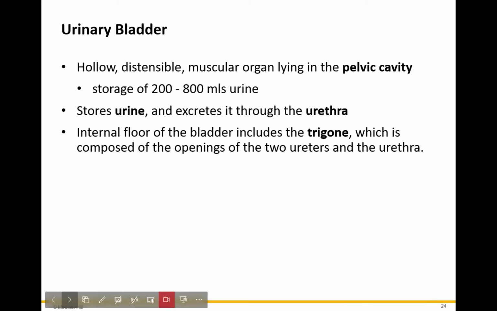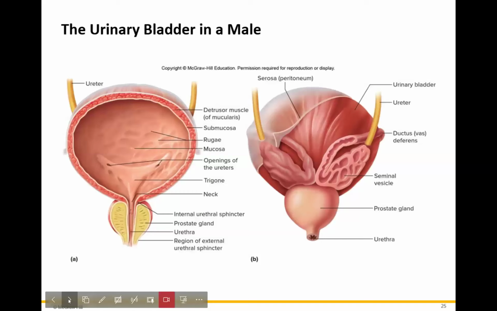So the urethra also exits from the base or the bottom of the bladder. So the floor of the bladder has this area called the trigone. Just think triangle. It's just the openings for the two ureters and the one urethra. So this is showing the urinary bladder in a male, and you can tell it's a male because the prostate gland is present, and it shows that triangle or trigone at the bottom. In the picture on the right, you can see the ureters and how they're exiting the bottom part of the bladder.